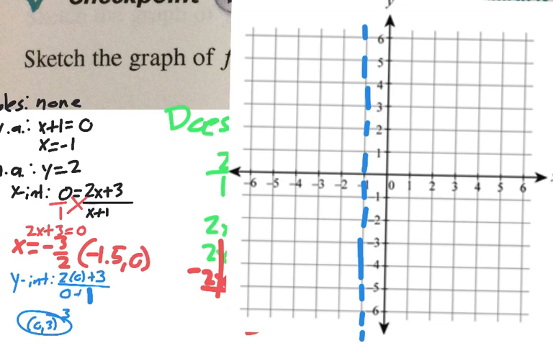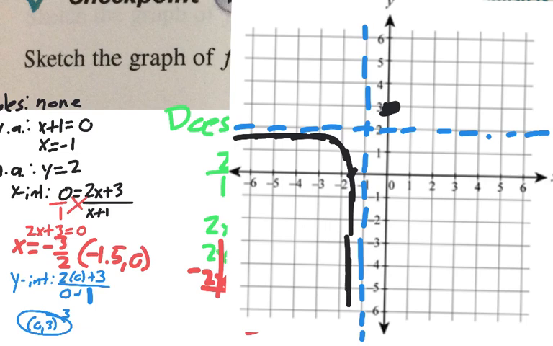Horizontal asymptote at y equals 2. I have an x-intercept at negative 1.5, which is here, and I have a y-intercept at 3, which is here. I know it doesn't cross the horizontal asymptote. I have everything I need. I don't have to plug anything in. I know exactly where all this graph happens. So the x-intercept happening means the graph here has to look like this. And then to cross that y-intercept, the graph has to look something like this.